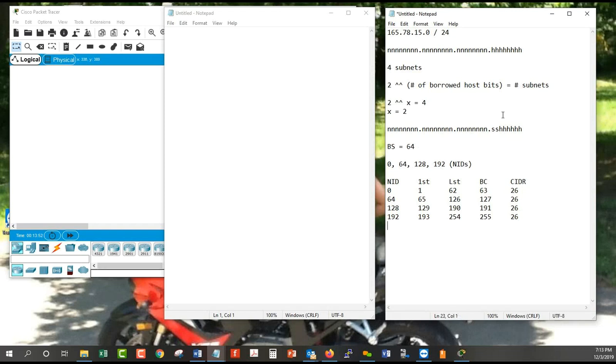26. Okay. So there is the answer to our fixed length subnet problem.